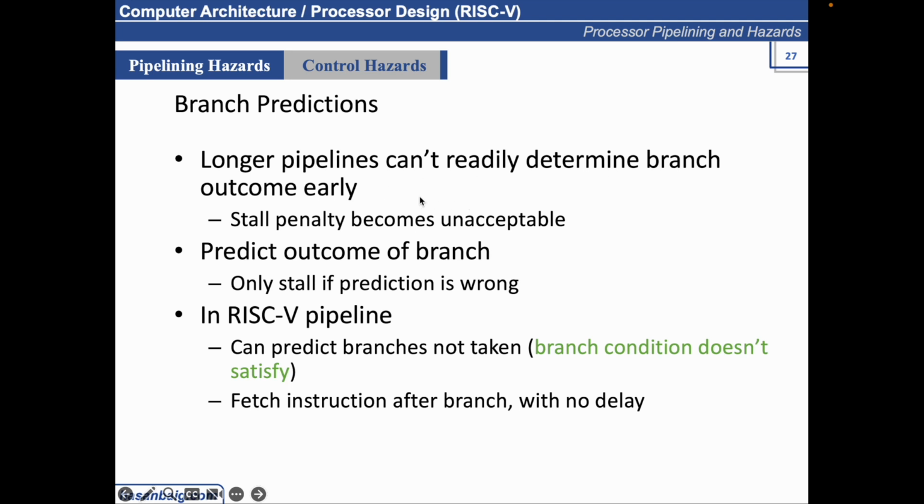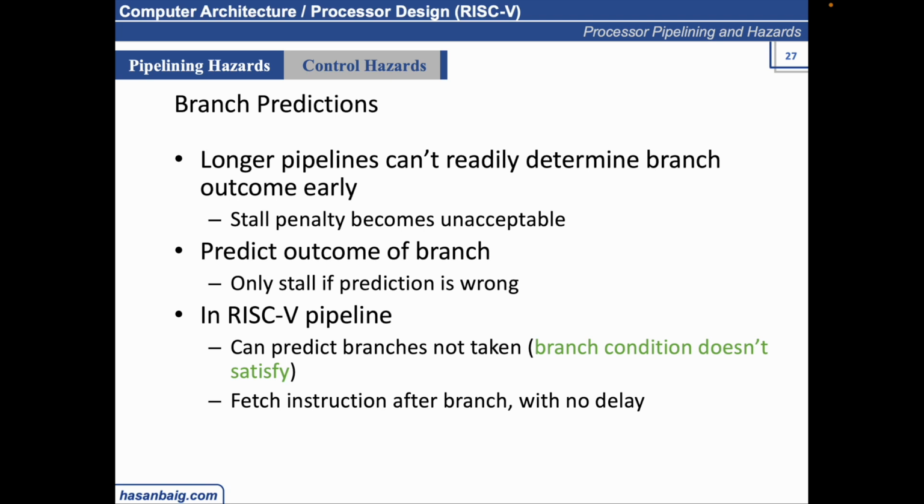Longer pipelines cannot readily determine the branch outcome early, and the penalty becomes unstable. So we should come up with the idea of predicting the outcome of the branch. For example, we can assume that the branch is not taken, that the branch condition is not satisfied. In that case, the instruction fetched after the branch can be executed, and the program runs at full speed.